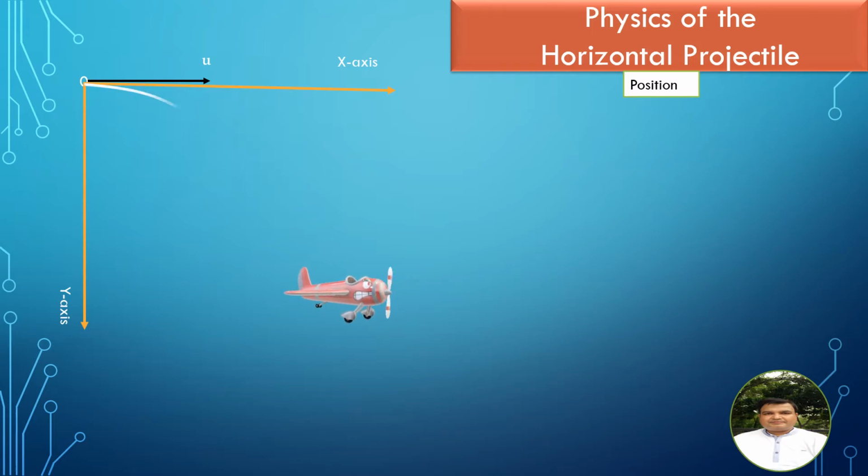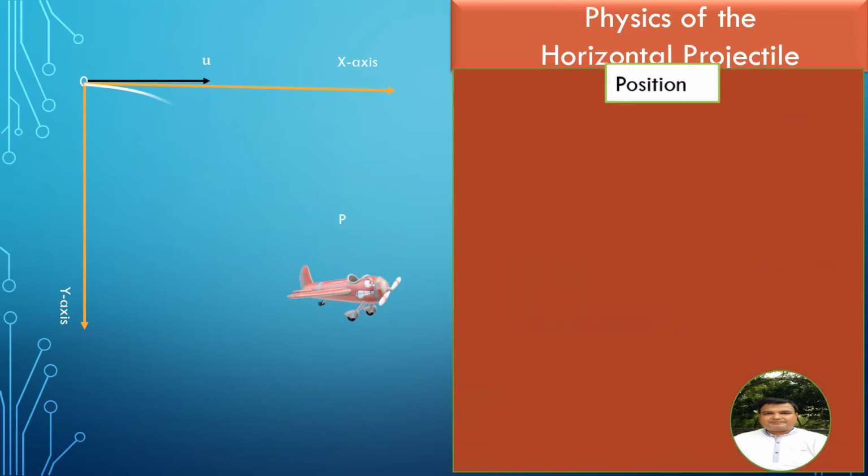First of all, the position of the flight at the different time instants. We will discuss the two coordinates along the x-axis and along the y-axis. Say P is the point at any instant of time t of this flight. x is the distance from the origin along the x-axis. y is the distance of the point P along the y-axis.